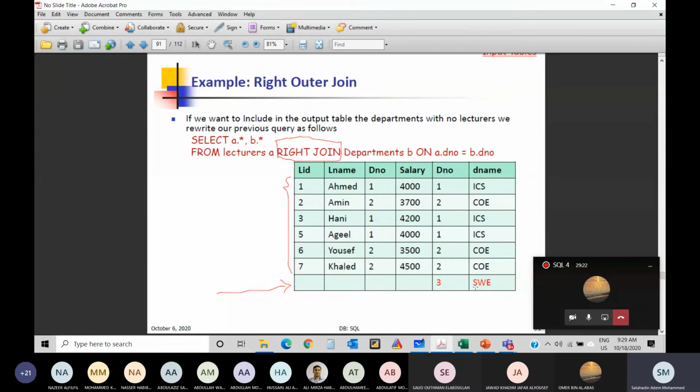Why did he see the right one? Because he said right. Who's on the right? On the right is the department this time.